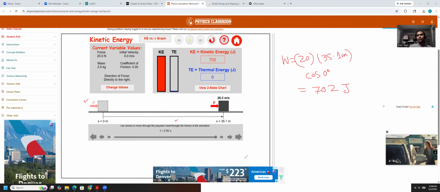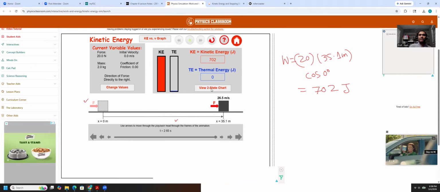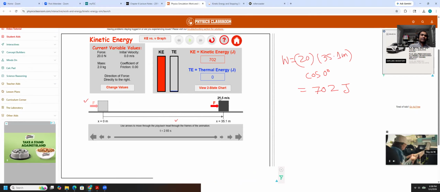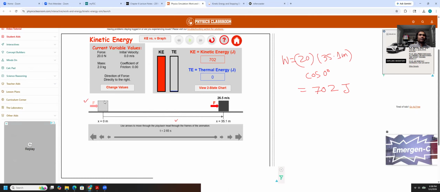Now look at the speed. At the beginning, the object was at rest, right? When we apply this force, it starts moving. It gains speed, right? So here you see that when it is here, it gains speed equal to 26.5 meter per second, right? So that means the kinetic energy changes. Here we have kinetic energy that was equal to 0 because the speed was equal to 0. It was at rest, right?